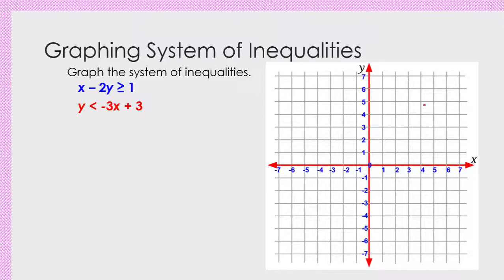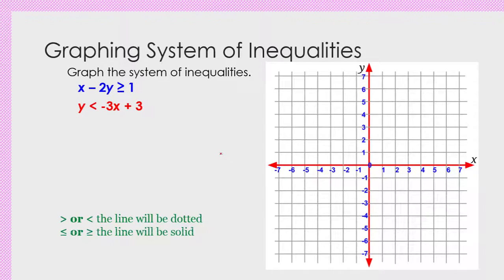Alright, graphing system of inequalities. So now we actually get to graph them. Let's go ahead and graph the red one first, just because the red one is already in slope-intercept form. So in previous lessons, you remember the best way to graph equations or inequalities is to put it in slope-intercept form. So let's graph the red one.